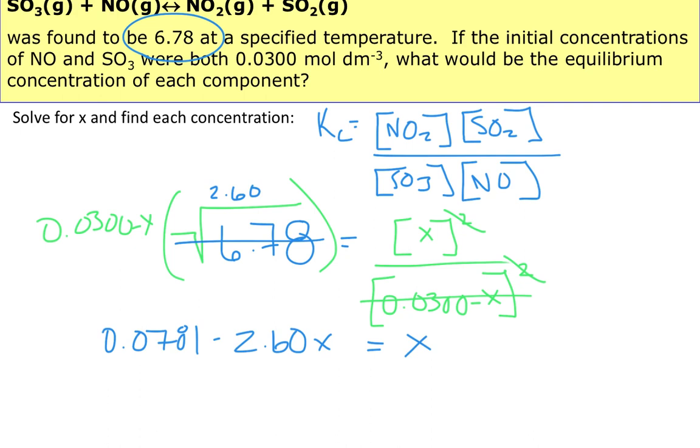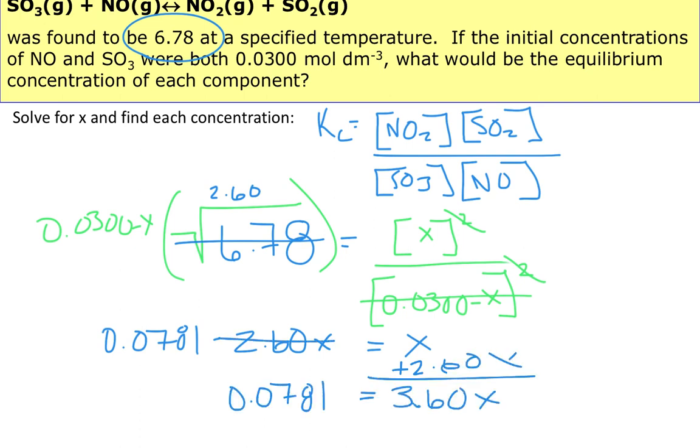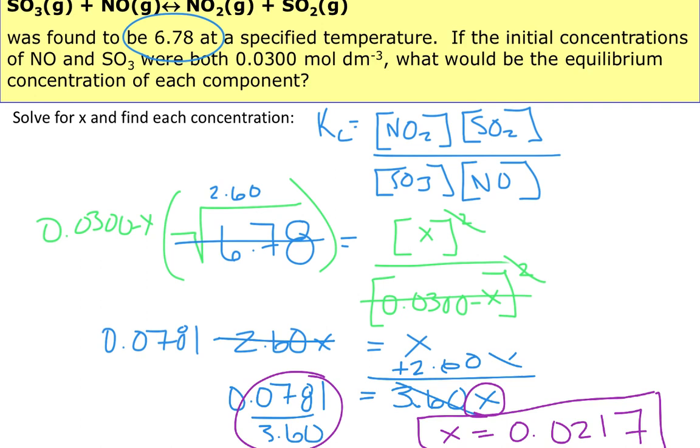So now we need to get x all on one side of the equation, so I'm going to add 2.60x. So now I have 3.60x. Now I want to isolate x, so I'm going to divide by that. And finally, I find that x is equal to 0.0217. But I'm not done yet.